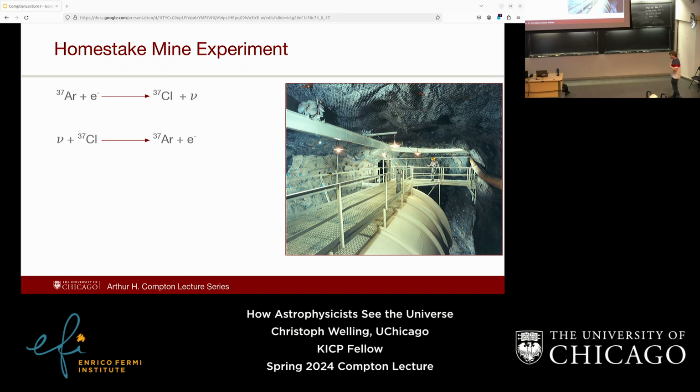So what they did is they filled this giant tank, then let it stay for a while, and then after a week or so, a handful of these chlorine atoms in the tank will have turned into argon.